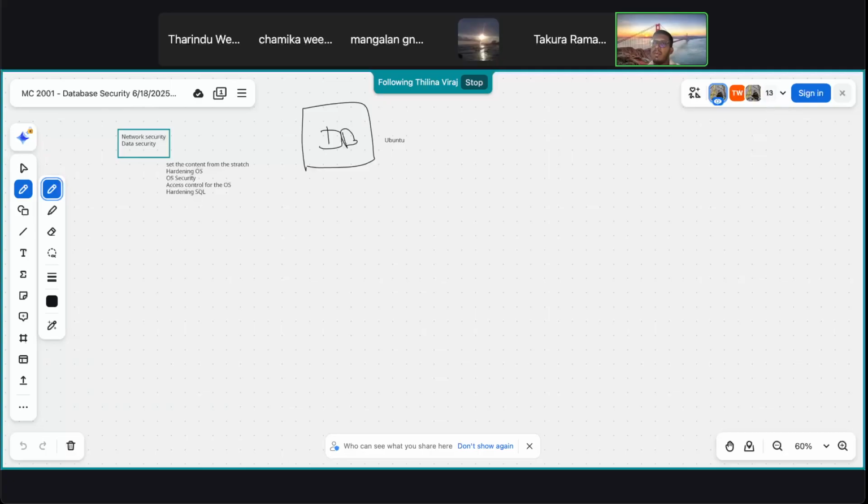I'll put this here, RBAC for the database, right? So these are common threads, I would say common scenarios for both cloud and on-prem.